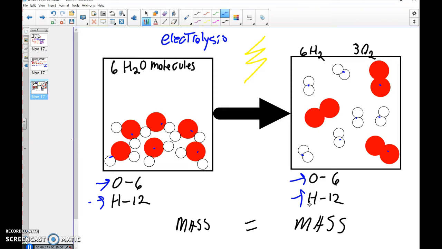The amount of matter on the left, or the reactants, is equal to the amount of matter on the right, or the products. The matter has simply rearranged. And this matter has particularly changed state. The water on the left is a liquid. The substances on the right are actually a gas.